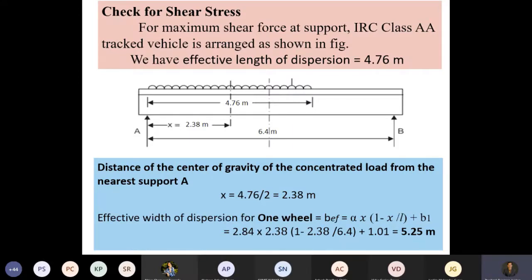Effective span we have is 6.4 meter. And we have to calculate now the intensity of load. So X is the distance of the center of gravity that we have calculated, it is 2.38. Now effective width of dispersion on one wheel, we have this formula alpha X (1 minus X by L) plus B1. All the constants are same except X. X is here 2.38, so that becomes 5.25 meter.